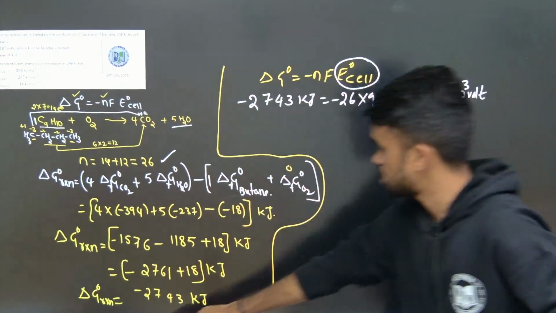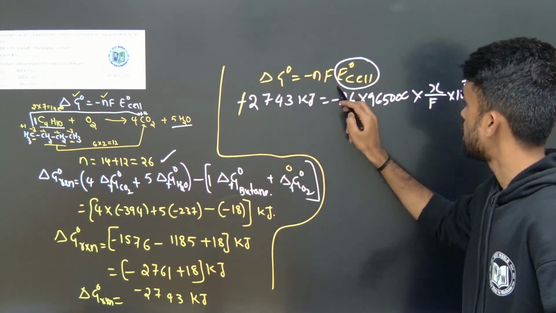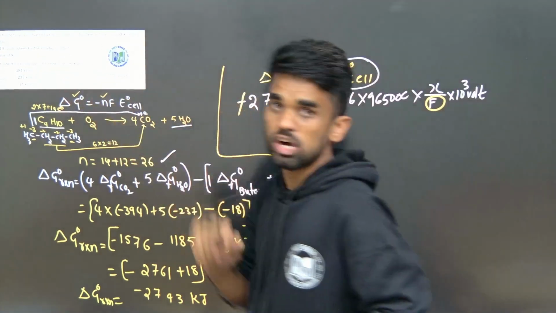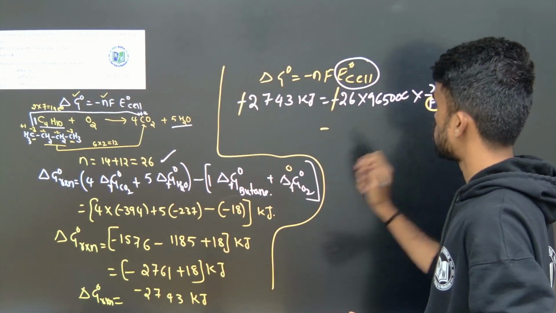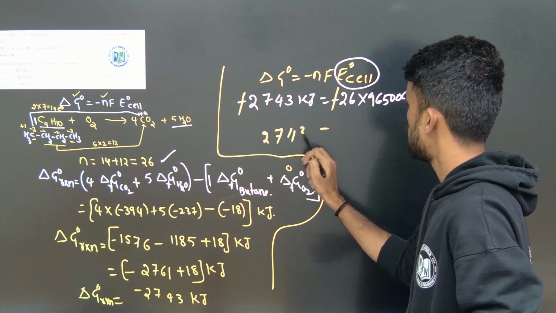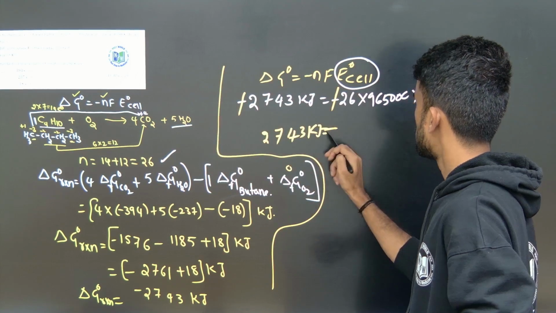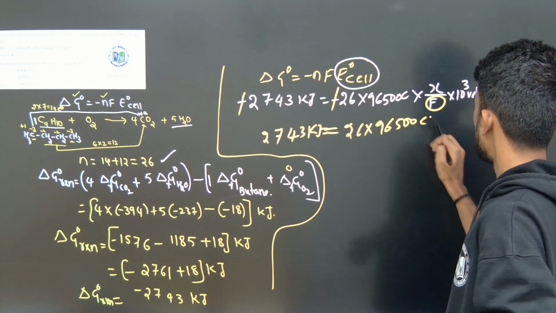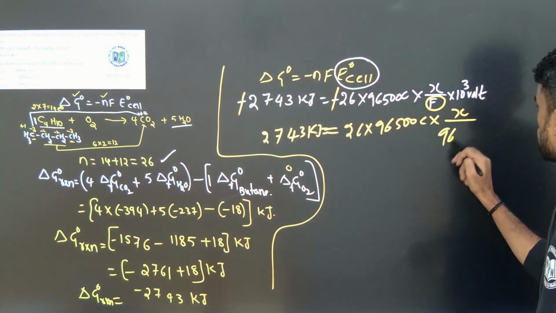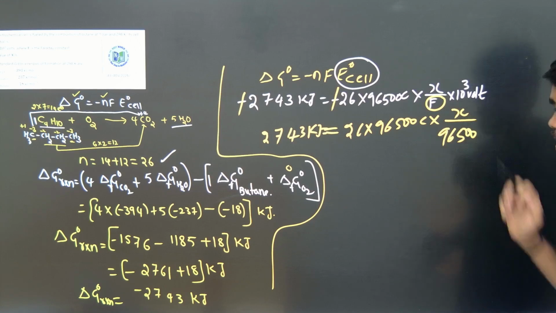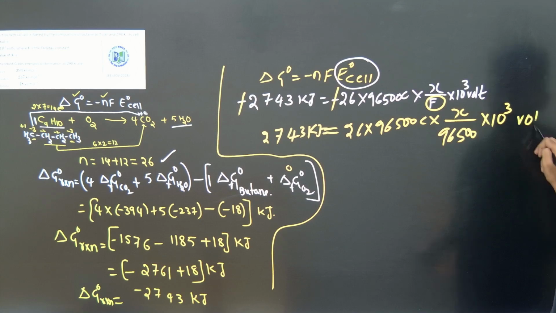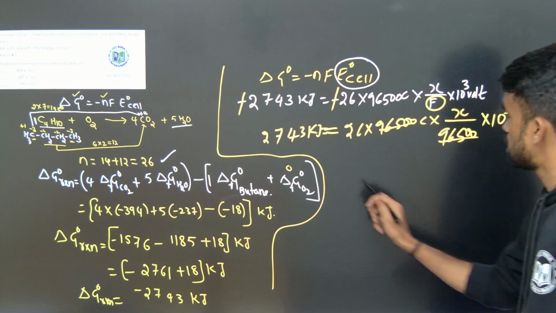By simplifying this, see here negative sign, here negative sign, you can remove, and we know F means Faraday's constant, so we have to take 96500. So, 743 kilojoules I am writing as it is. This side we have 26 into 96500 coulomb into x by F, meaning 96500, they told it as constant. So, I am writing 96500 into 10 power 3 joules. Okay. So, this number and this number get cancelled. Now what are we remaining with?